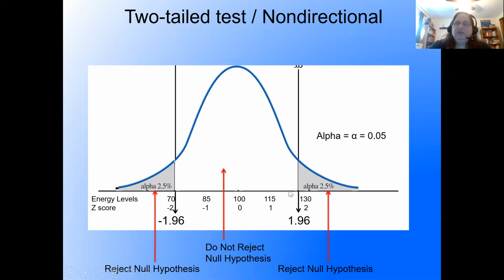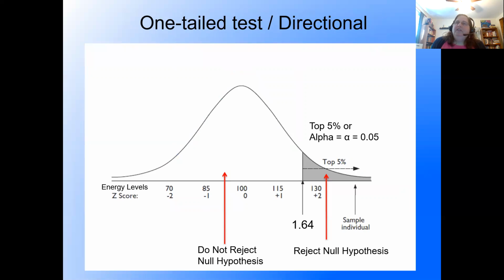Okay, so we can't reject the null because our cutoff is 1.96. We did not hit it. We're in the white region. We're not in the good gray region where we want to be. We're in this white region, so we do not reject the null.